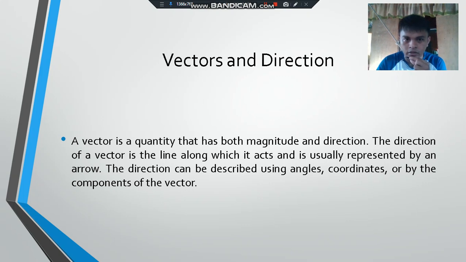Vectors and direction. A vector is a quantity that has both magnitude and direction. The direction of a vector is the line along which it acts and is usually represented by an arrow. The direction can be described using angles, coordinates, or by the components of the vector.